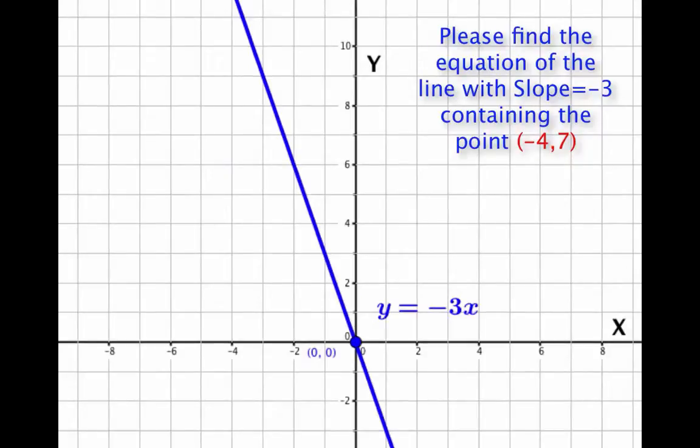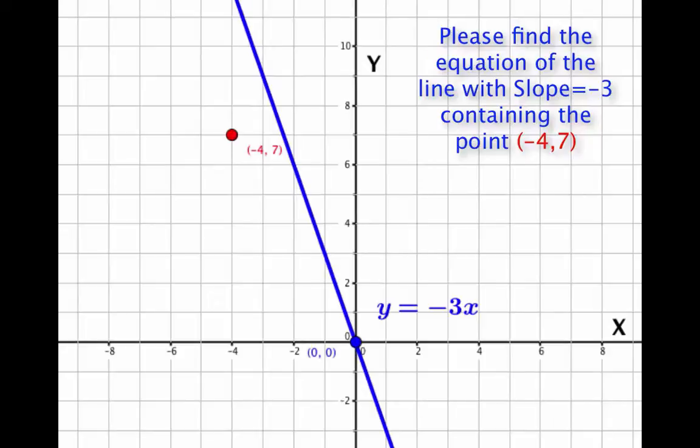All right, let's try another. Now let's find the equation whose graph will be a line with the slope negative 3, but now containing the point negative 4 comma 7. Of course, if all we needed to do is have it go through the point 0, 0, we'd be home free. The equation would be y equals negative 3x. But now we needed to go through the point negative 4 comma 7.